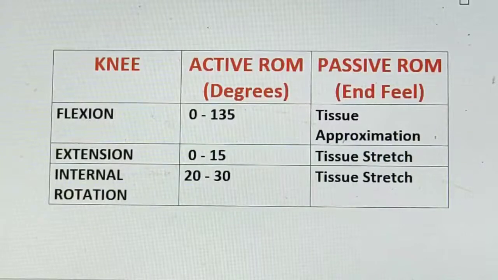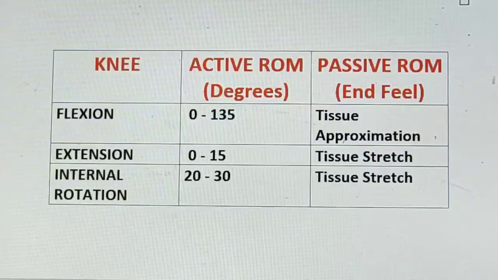Now for the knee internal rotation, the active range of motion in degrees should be 20 degrees to 30 degrees, and the passive range of motion end feel is again tissue stretch. Okay, here you go, guys, for the knee joints range of motion normative values. These are the normative values of the knee joints.